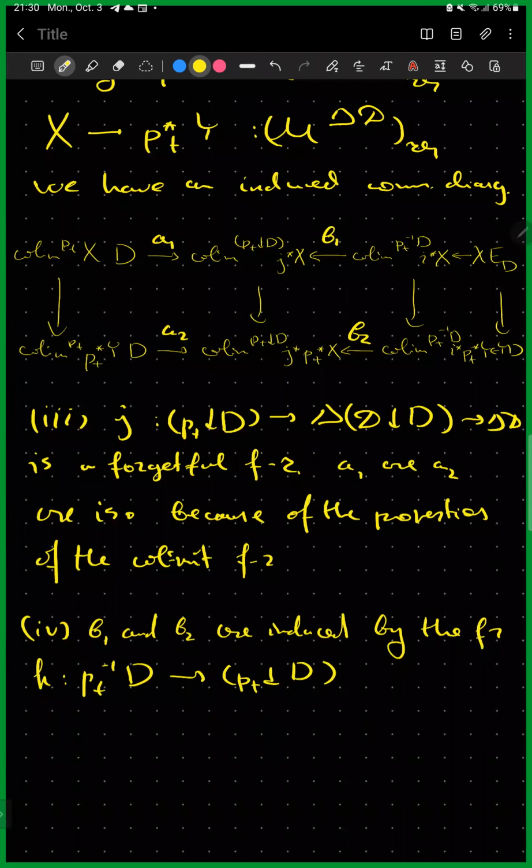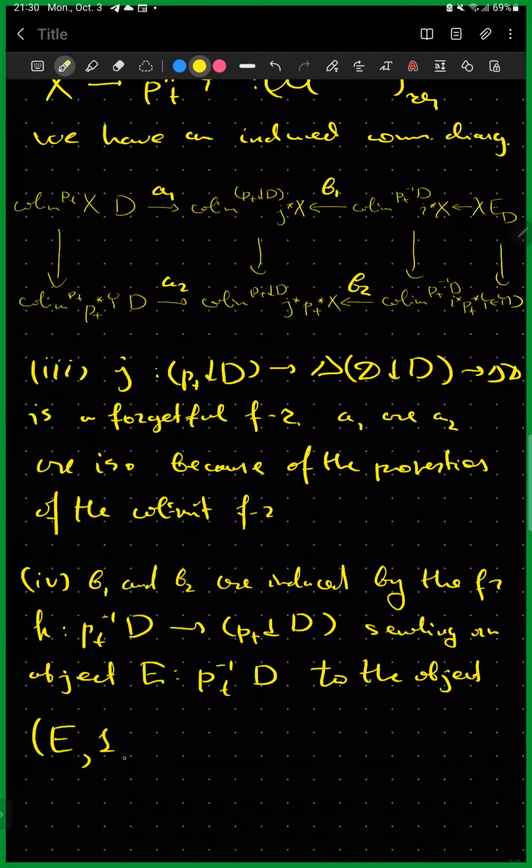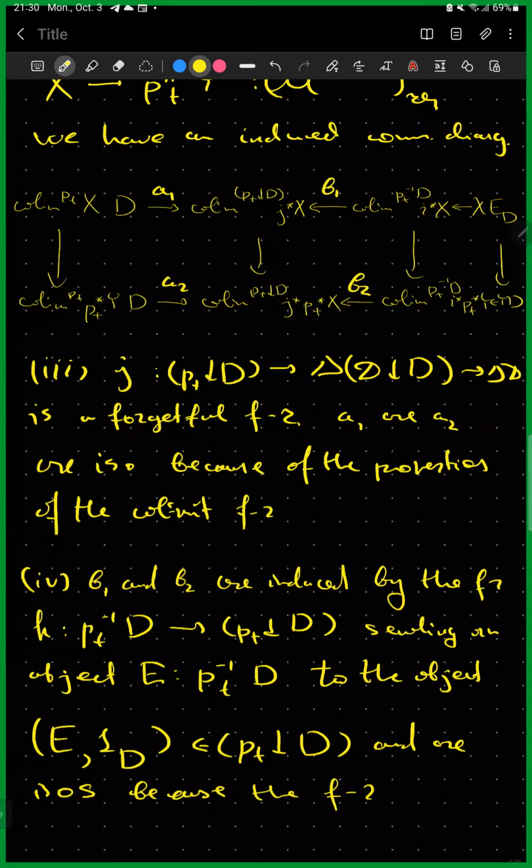The following form, which sends an object E in this image category to the object E 1 D in this over category, and are isomorphisms because functor K is right cofinal.